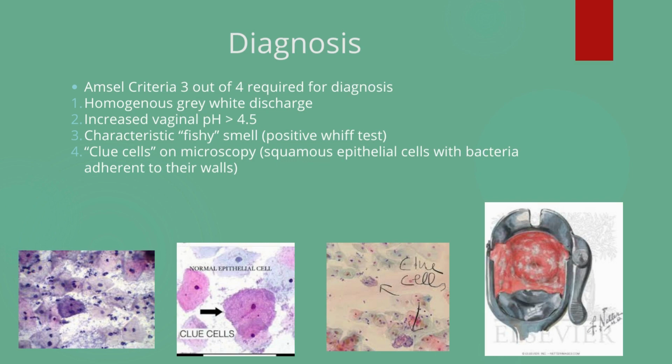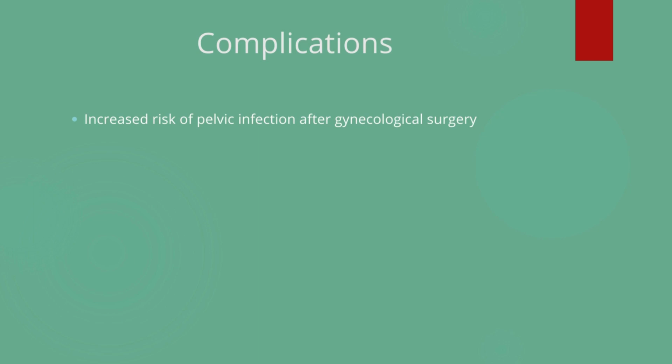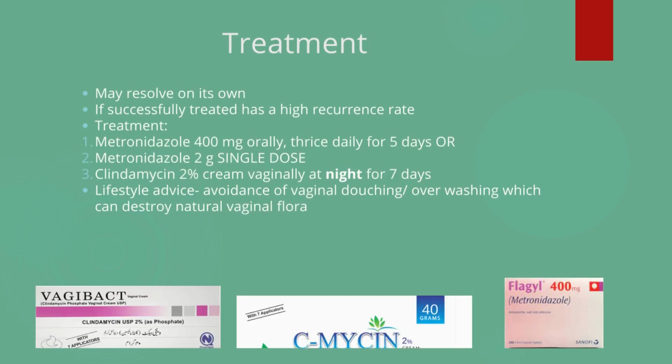And then there's increased vaginal pH of more than 4.5. There is a characteristic fishy smell. This is called a positive whiff test. And under the microscope, you can see clue cells, which are squamous epithelial cells with bacteria adherent to their walls. I have also included pictures of clue cells. I hope you understand. Now, the complication is that there is obviously an increased risk of pelvic infection after gynecological surgery.